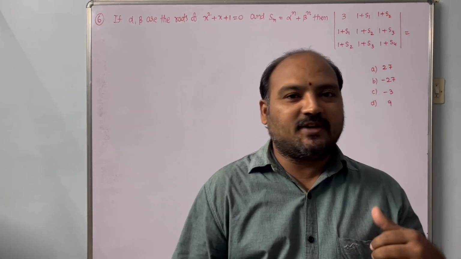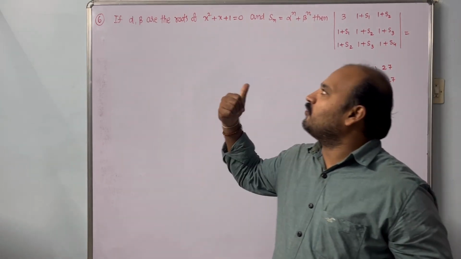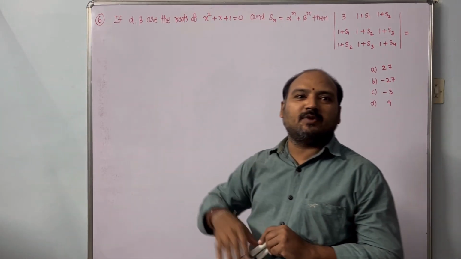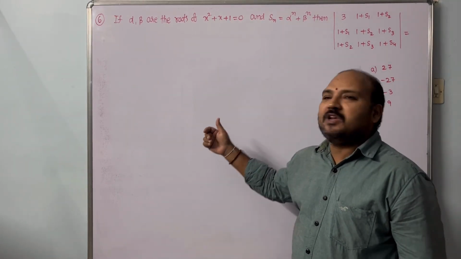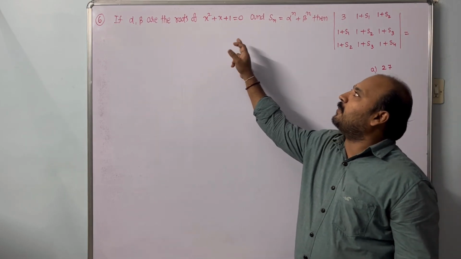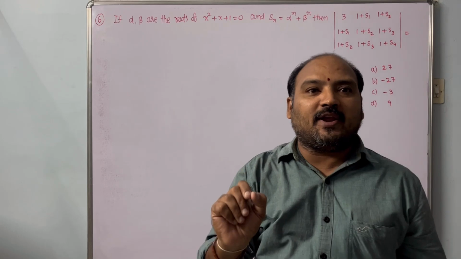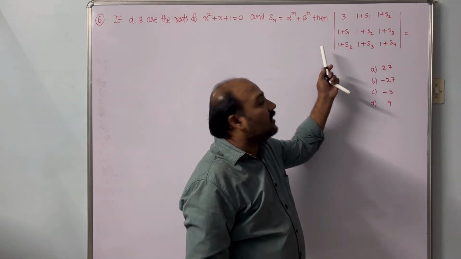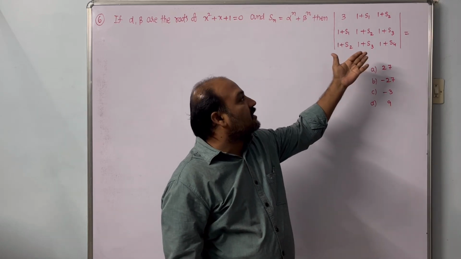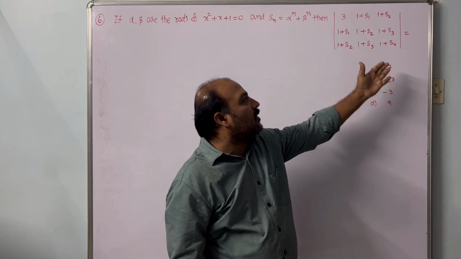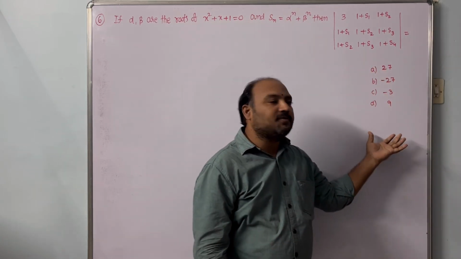In this video, we are discussing quadratic equations, a continuation of the previous video. Questions 6 to 10 we are going to discuss now. The question is: if alpha and beta are the roots of x square plus x plus 1 equal to 0, and Sn equal to alpha power n plus beta power n, then the determinant of 3, 1 plus S1, 1 plus S2; 1 plus S1, 1 plus S2, 1 plus S3; 1 plus S2, 1 plus S3, 1 plus S4 equals. Options are provided.